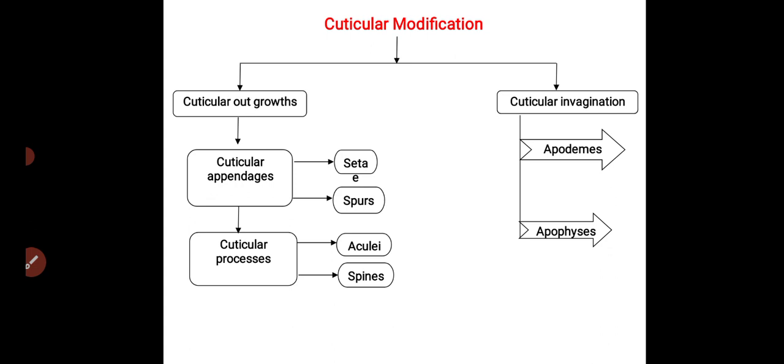Cuticular modifications are of two types: cuticular outgrowth and cuticular invagination. Cuticular outgrowths are cuticular appendages and cuticular processes. In cuticular appendages, setae and spurs, and in cuticular processes, aculei and spines are present. In cuticular invagination, apodemes and apophyses are present.